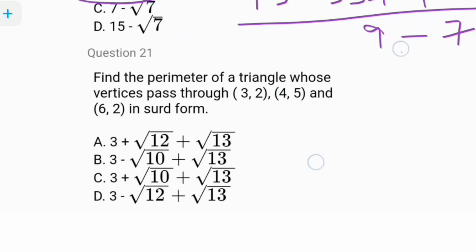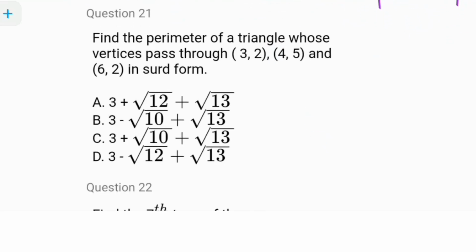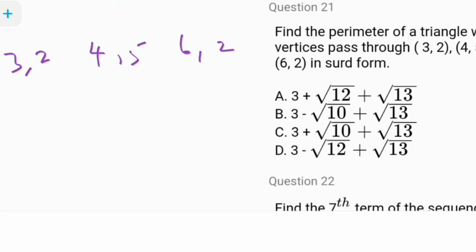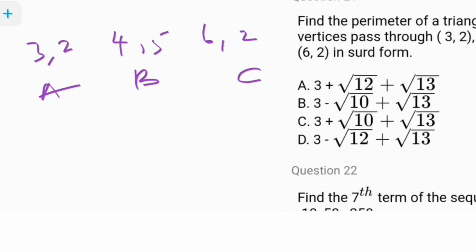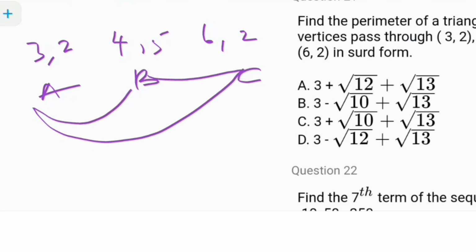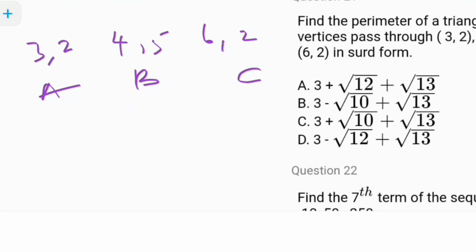Okay, so let's continue. The next one: find the perimeter of a triangle whose vertices pass through these points. They gave you 3 points there. That's where the vertices pass. Now, to find the perimeter, you have to know the distance between the points. So you can write the points out like this. Let this one be A, let this one be B, let this one be C. To find the distance between A and B, you need to use the distance formula. Find the distance between A and B first, then A and C, then B and C. At the end of the day, you add all the answers together because that's the perimeter. Perimeter means the distance around an object.